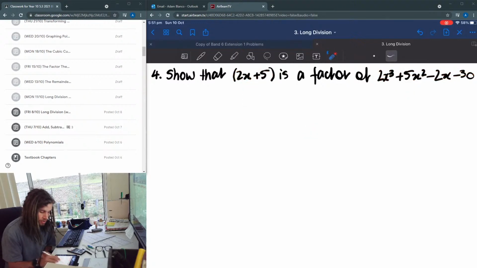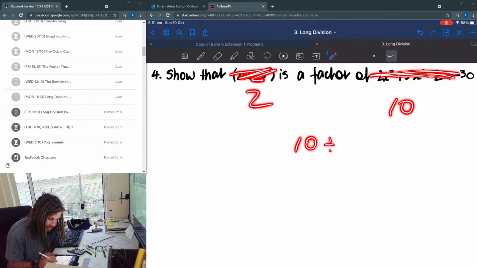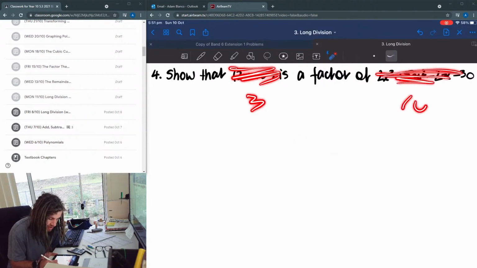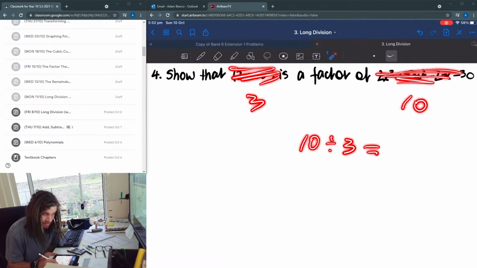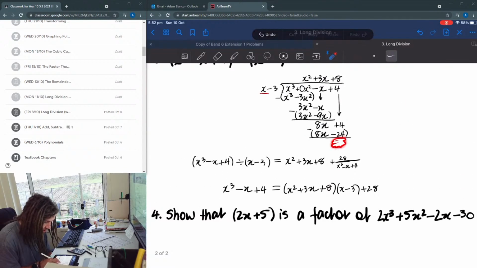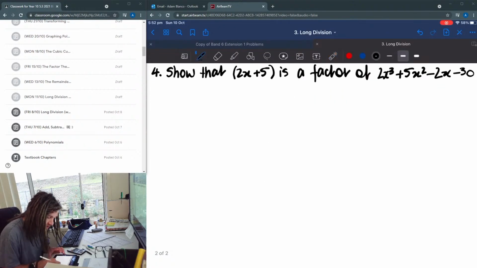So it's kind of the same thing. I'm going to do this divided by this, and I shouldn't end up with a remainder. If I don't end up with a remainder, then that's a factor of that. So if I did this division and ended up with a remainder, then that wouldn't be a factor. It's like saying, show that 3 is a factor of 10. Well, 10 divided by 3 is something remainder something, so it's not a factor. So a factor is something without a remainder. What I should end up with here is nothing. I should end up with 0. So that's the goal, I'm showing that that's a factor of that.